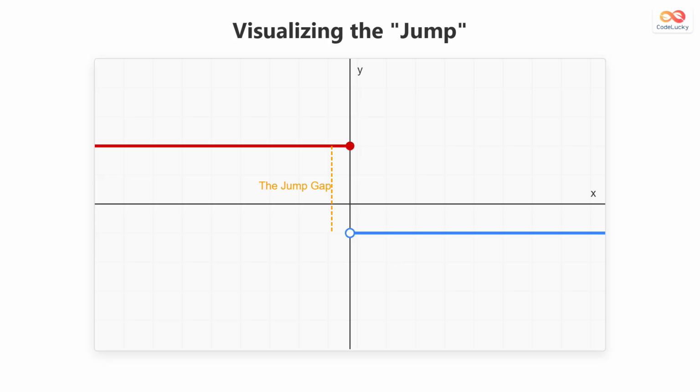Here is what that looks like visually. As we travel along the red line from the left, we arrive at a height of 2. But if we travel along the blue line from the right, we are at a height of -1. There is a physical gap, or jump, between these two paths.